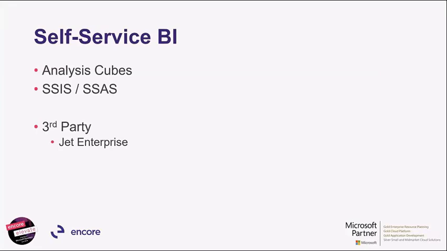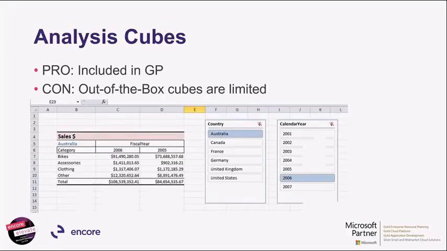So analysis cubes, SSIS, which is SQL Server Integration Services, and SQL Server Analysis Services, SSAS. Those come with SQL, which is the back end of GP, so everybody here has SQL. Whether you know it or not, you've got SSIS and SSAS. They may not be installed because you only need the database engine for GP, but you at least own them. You have to turn them both on to turn on analysis cubes, but GP does come with some out-of-the-box cubes.